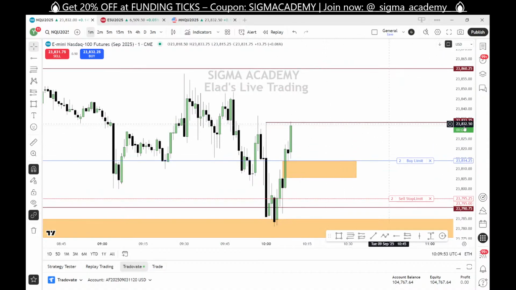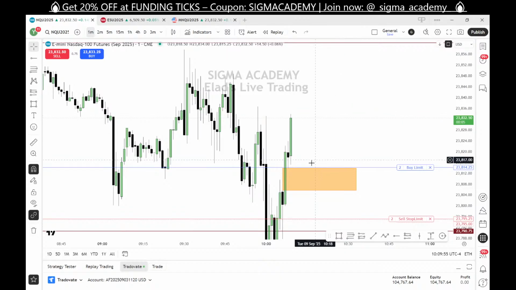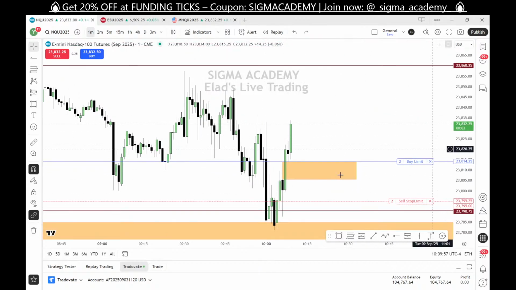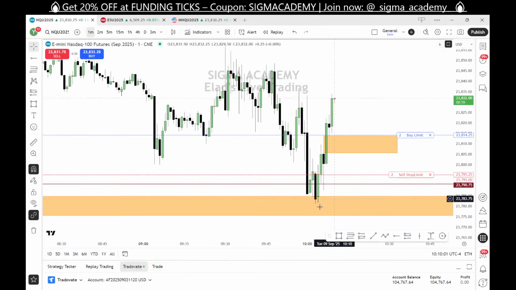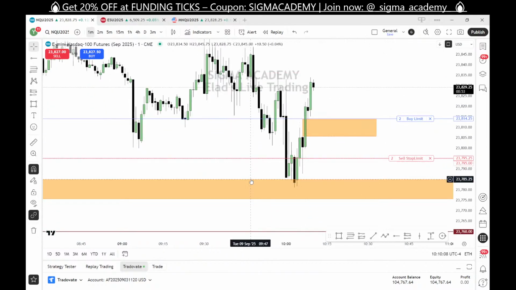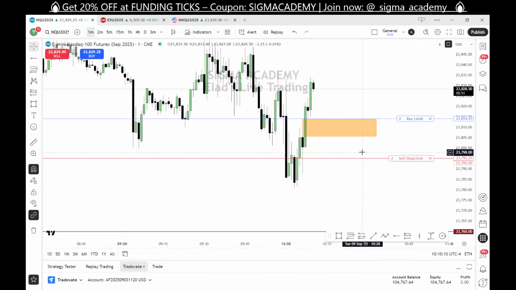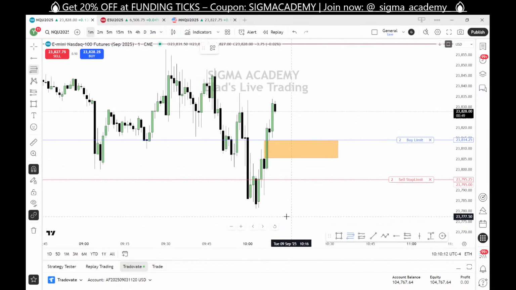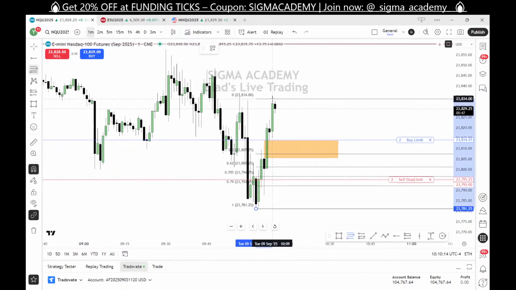Right now we have MSS with a fair value gap after liquidity has been swept, and we tapped into this fair value gap on the higher time frame. I can anticipate we are going higher. Let's measure it with the OTE.